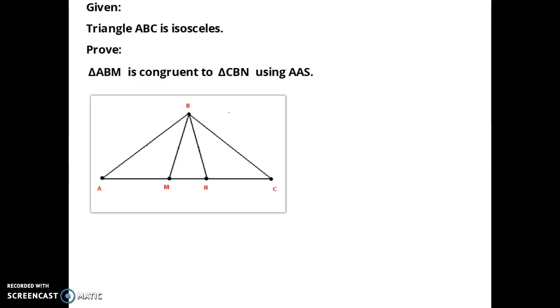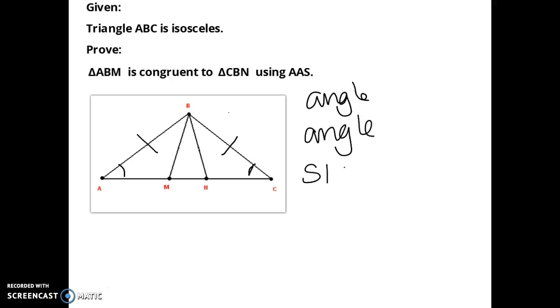First, let's talk about the given. Triangle ABC is isosceles. That means two sides are congruent. At the same time, two angles are congruent. Now we're trying to prove using angle, side, that these triangles are congruent. What do we know? Well, the first thing we know is we know a side. Side AB is congruent to side BC.